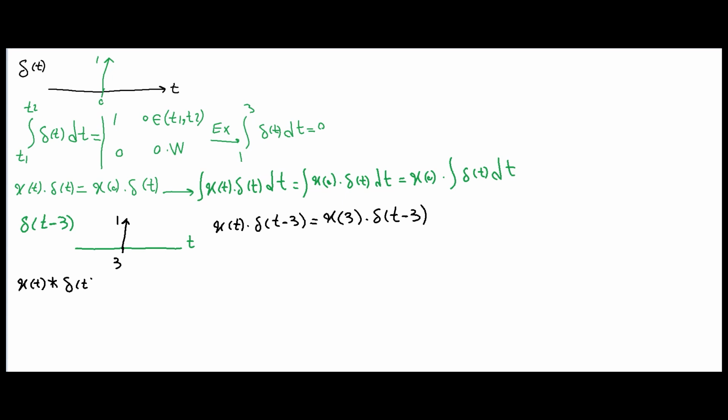Another property that is very important is convolution. The convolution of any signal with the unit impulse results in the same signal. Similarly, the convolution of any signal with a shifted unit impulse results in the same signal but shifted by the same amount.